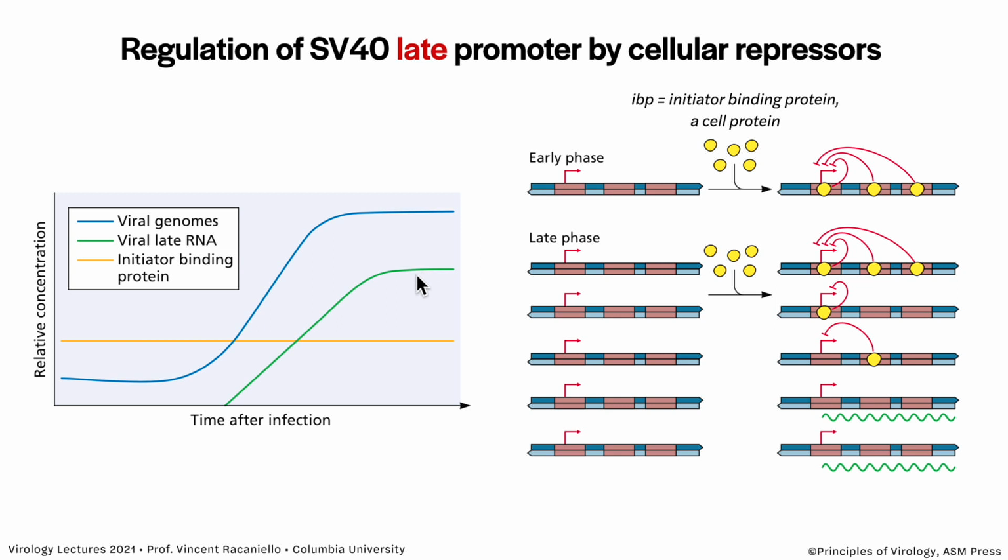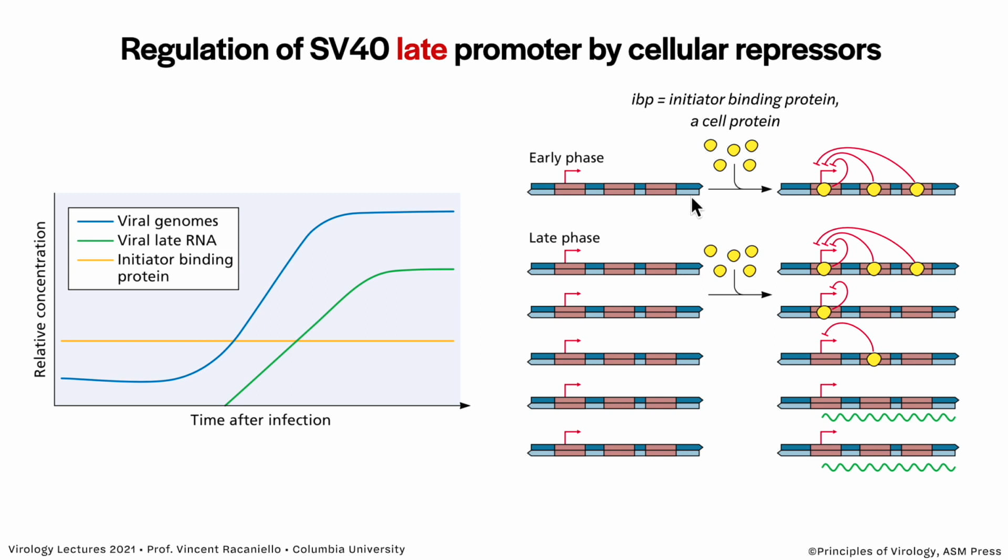How does this work? When the DNA first comes in, the late promoters are covered with initiator binding protein, these yellow spheres. They bind to the late promoter and they inhibit its transcription. So here's the late promoter, this red arrow going to the right here. It is inactive because the DNA is bound by initiator binding protein. It's a cell protein that binds sequences in the region of the late promoter and represses transcription.